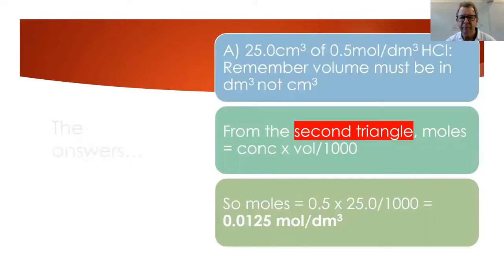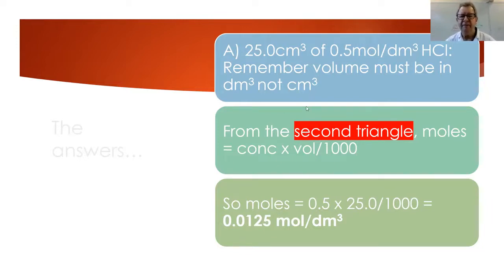And here we go. Here are the answers. In the first one, we had 25 cubic centimeters of 0.5 mole per cubic decimeter HCl. The volume has to be in dm cubed, so that's why we put the volume over 1,000. The second triangle, because that's the red one, because it's a solution. Moles is concentration times volume over 1,000. So moles is the concentration 0.5 times 25 over 1,000. If you got the answer 0.0125, you are a chemist.